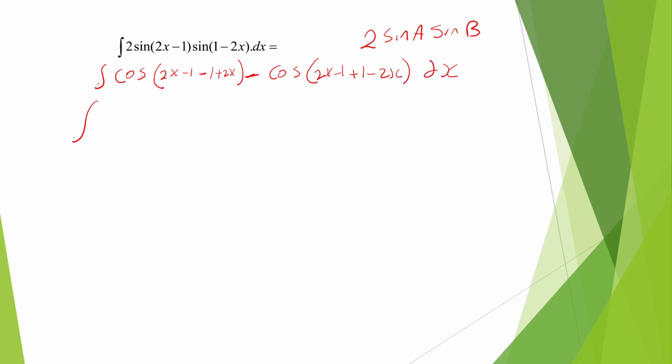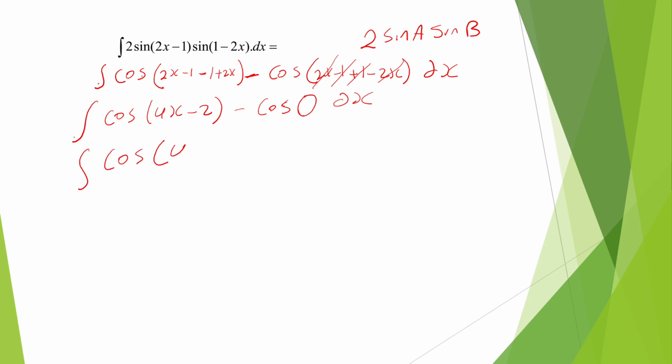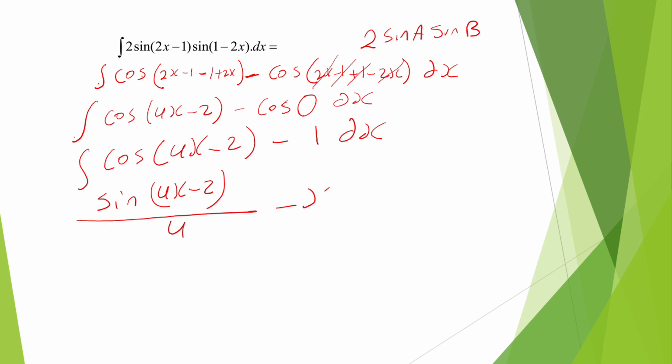And now simplifying this, I got cosine 4x minus 2 minus cosine, that simplifies to 0 dx. And the value of cosine 0 is 1, so therefore I have cosine 4x minus 2 minus 1 dx. Now it will be sine 4x minus 2 divided by 4 minus x plus c.